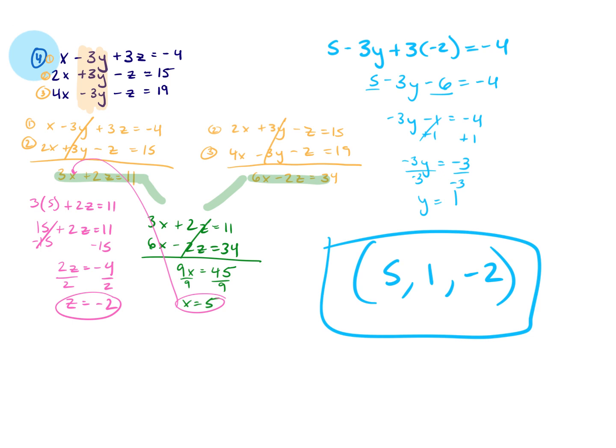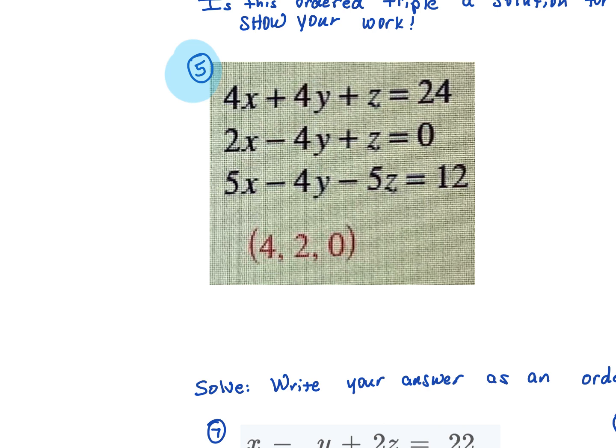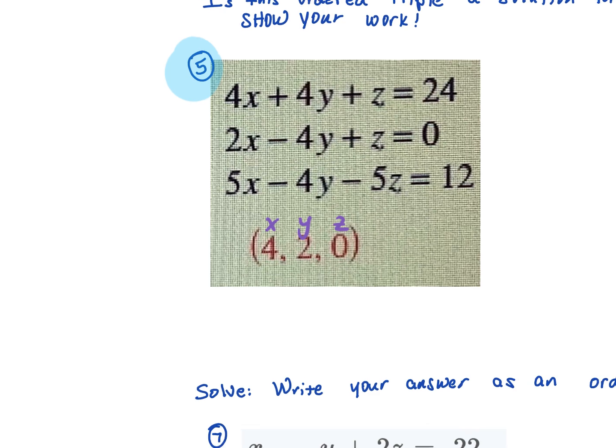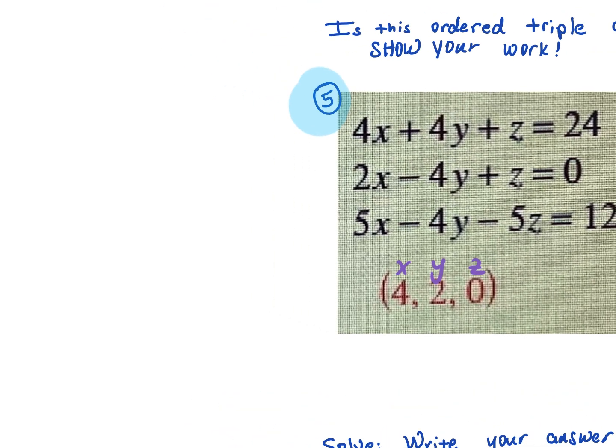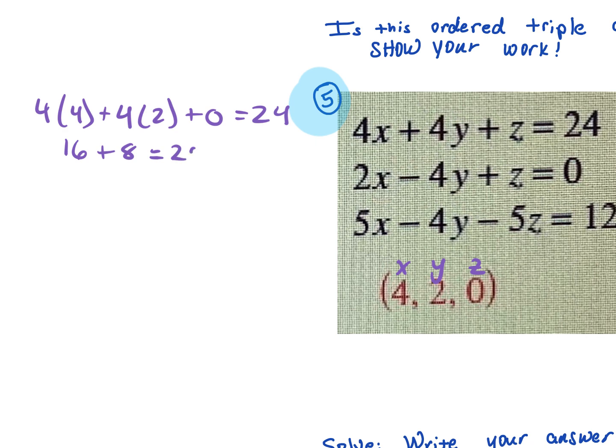Any questions here? So when we verify that it's an ordered triple, you have to plug the x, y, and z into all 3 equations. The first number is your x, second one's your y, third one's your z, and it has to make sense in all 3 equations if it's going to work. So 4 times 4 plus 4 times 2 plus 0 is equal to 24. 4 times 4 would be 16, plus 8, plus 0 could just go away. What's 16 plus 8? 24. Does 24 equal 24? Yes, so it works in the first one.